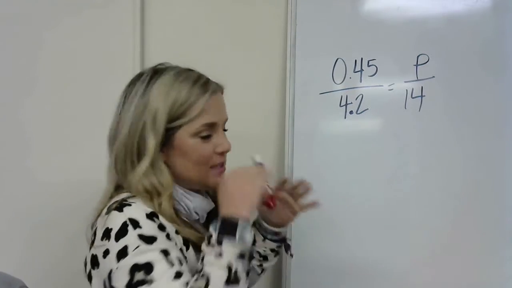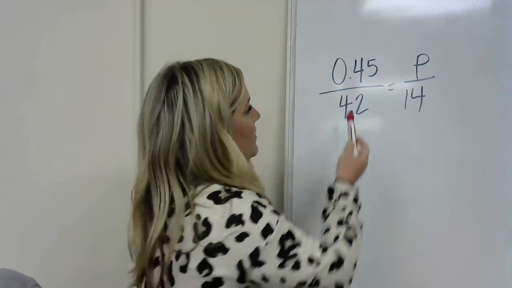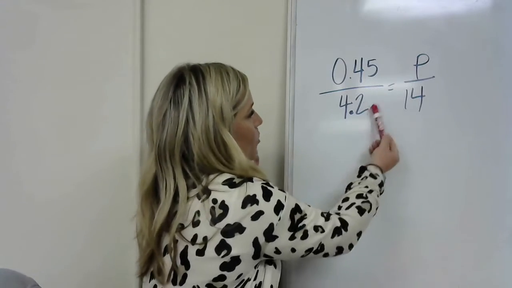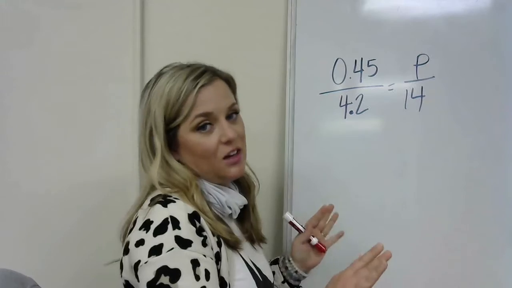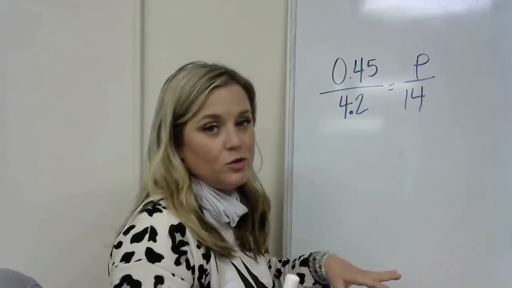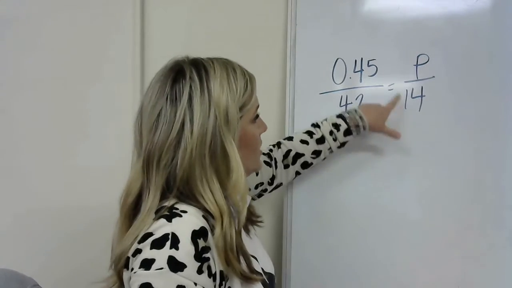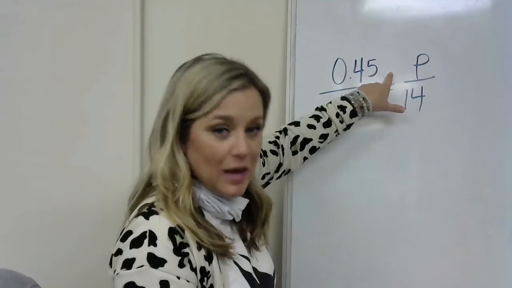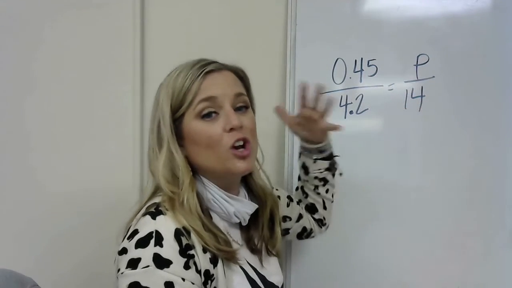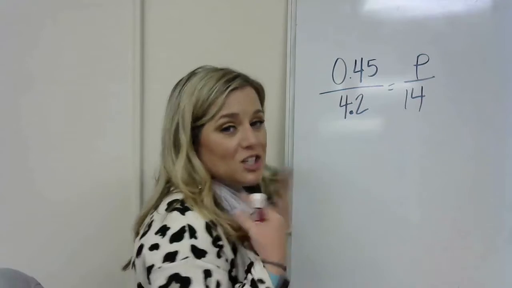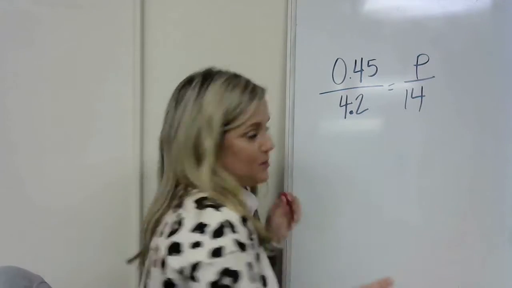So we're going to do the same way. This is not super easy. How do I get from 42 to 14? There's no way. So we're just going to solve it algebraically, or if you choose, you can just cross multiply the two numbers that you can multiply and then divide by the leftover number. It's going to give you P. But we're going to do it the fancy schmancy way because we like to look smart and feel smart.